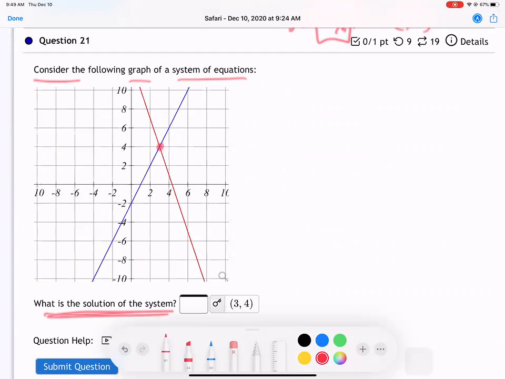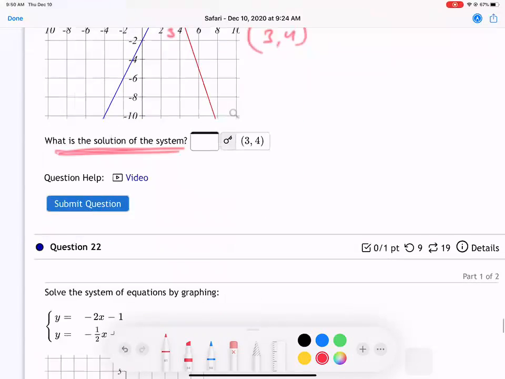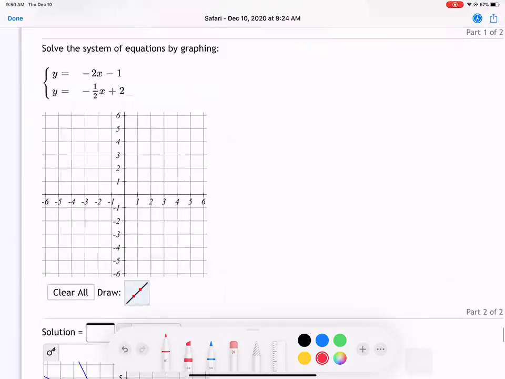They meet at this point, but take a look. This is 3 because it's between 2 and 4, and that's 4. So they meet at 3, 4. That's the solution for both these lines. And that's really all they wanted. 100%, that's all they wanted. This one here is asking you to graph first.